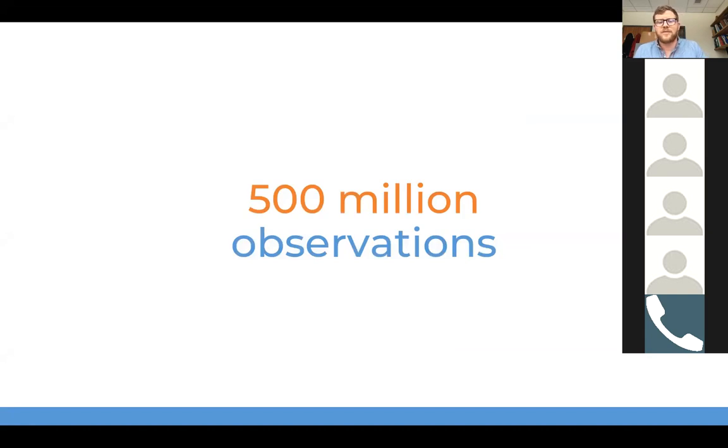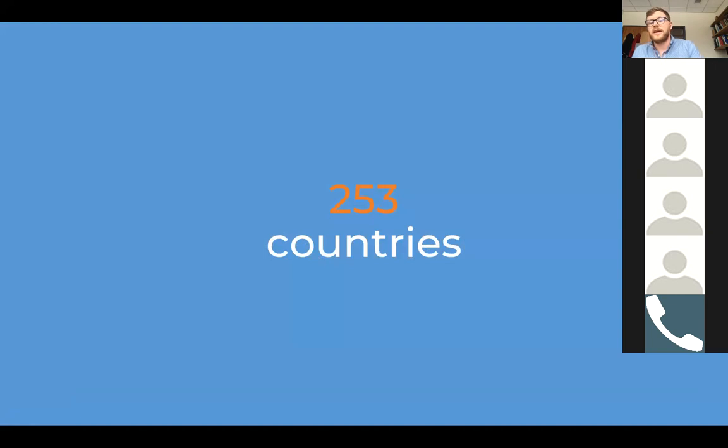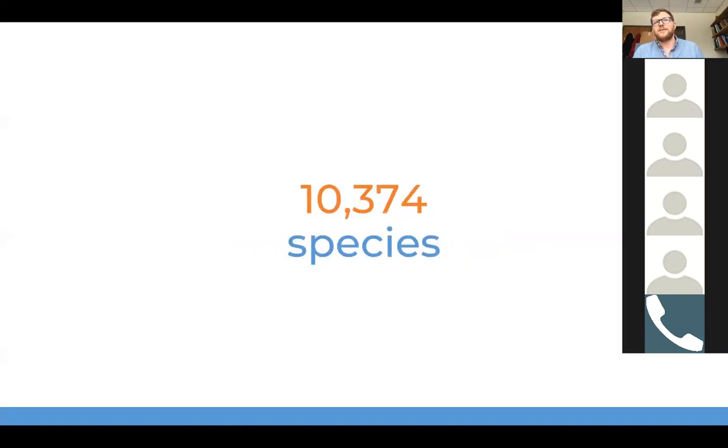We just crossed 500 million observations, I think, last week. So 500 million bird sightings now in the database. There's data from 253 countries, so essentially every country in the world has data, and 10,374 species at last check. So most of the species on Earth are represented by at least one record in the database. So it's a super cool data set. It's probably pretty unprecedented in this world.